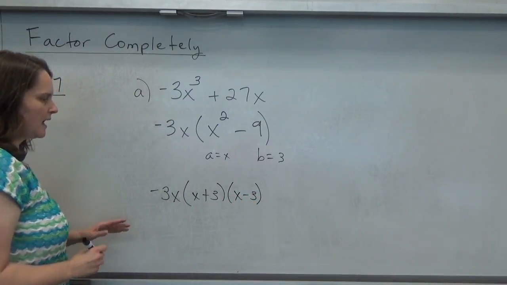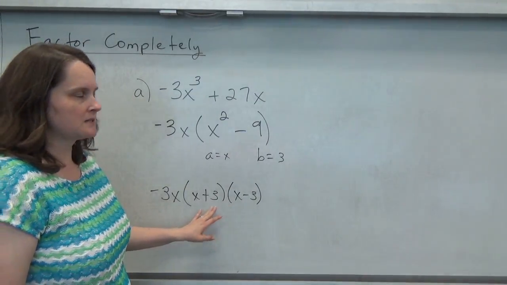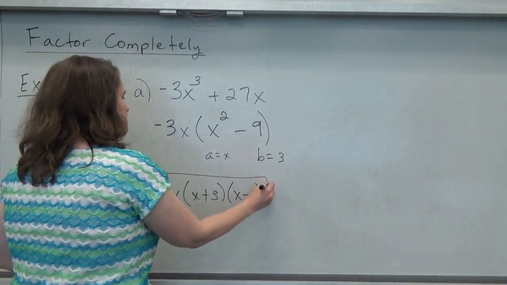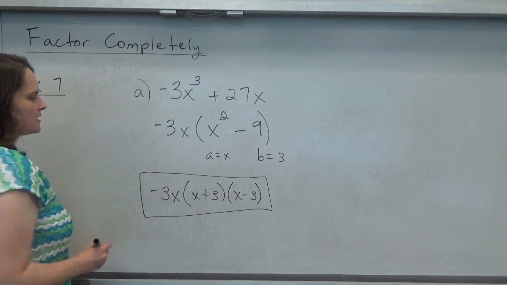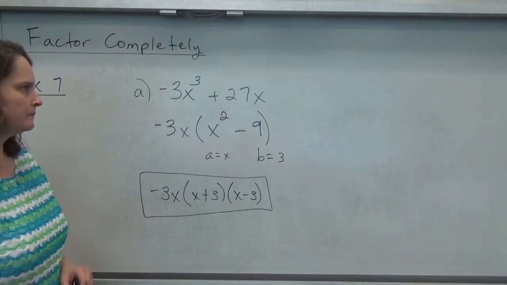Okay, now I'll look at what I have left. Could I go any further than this? The answer is no. That's as far as we can take it. So our answer is negative 3x times x plus 3 times x minus 3.